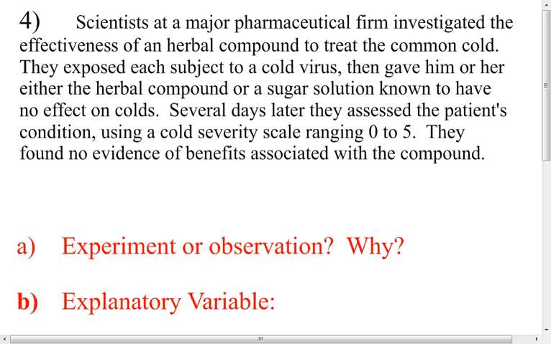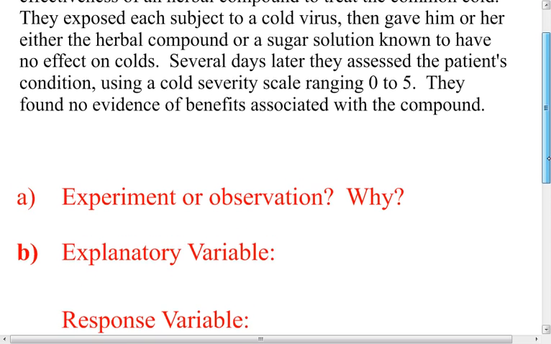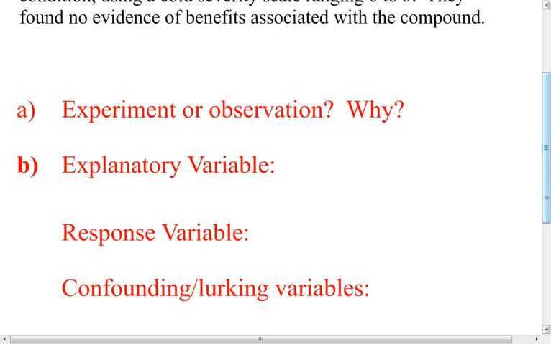All right, and one last one. Scientists at a major pharmaceutical firm investigated the effectiveness of an herbal compound to treat the common cold. They exposed each subject to a cold virus, then gave him or her either the herbal compound or a sugar solution known to have no effect on colds. Several days later, they assessed the patient's condition using a cold severity scale from 0 to 5, and they found no evidence of benefits associated with the compound. So this was, again, definitely an experiment because treatment was imposed. That treatment would be whether you got the herb or the compound.